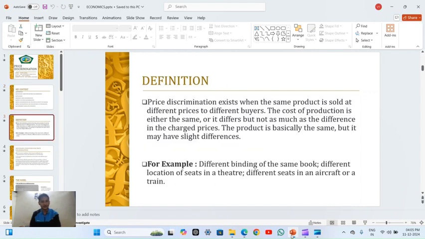So here is the definition of price discrimination. Price discrimination exists when the same product is sold at different prices to different buyers. The cost of production is either the same or it differs, but not as much as the difference in the sales price. The product is basically the same, but it may have slight differences. For example, different binding of the same books, different location of seats in theaters, different seats in an aircraft or a train.